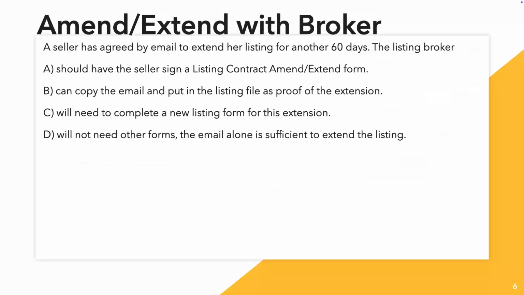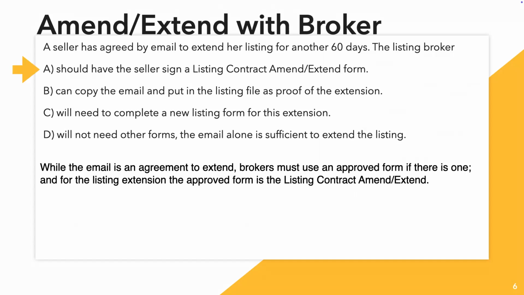A seller has agreed by email to extend her listing for another 60 days. The listing broker, you should land on A. So the listing broker should have the seller sign a listing contract, amend, extend.